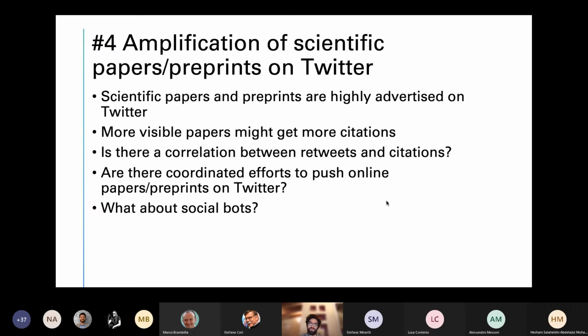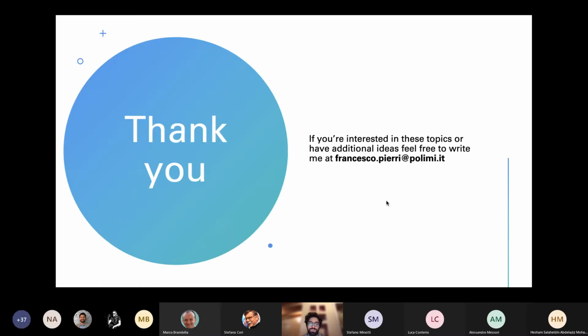And of course, it might be that there are some coordinated efforts, either authentic or inauthentic, that could include social bots. And that would be it.